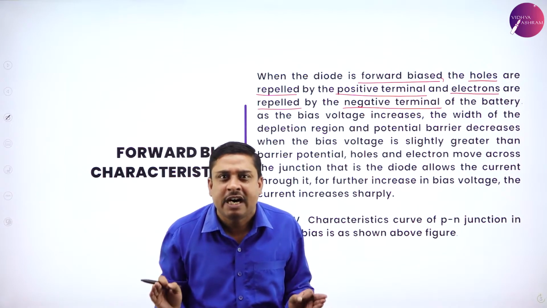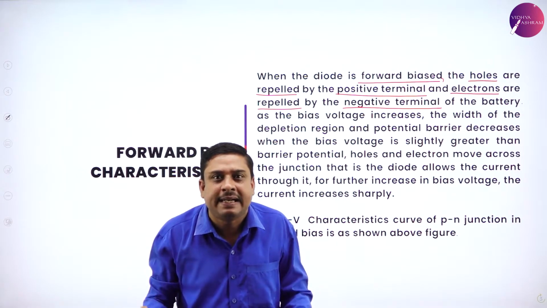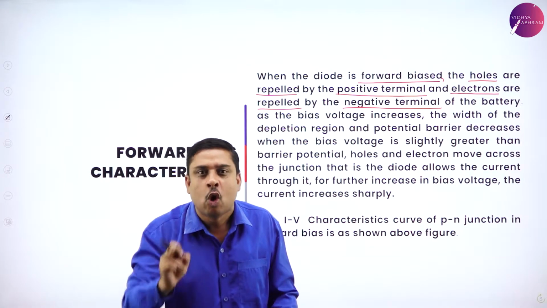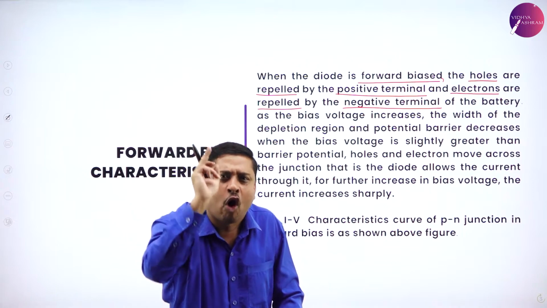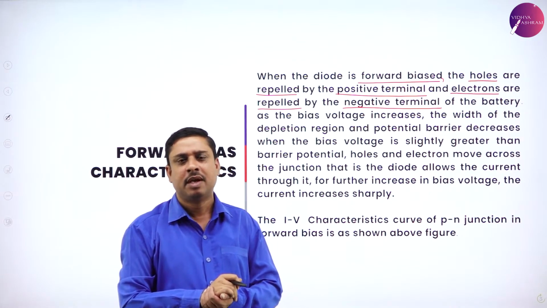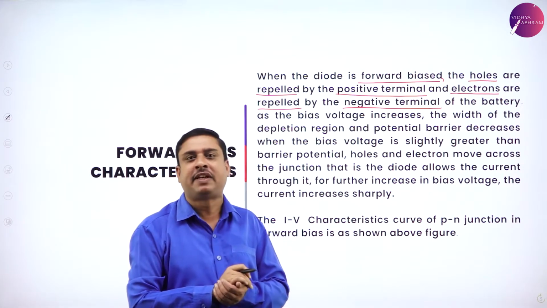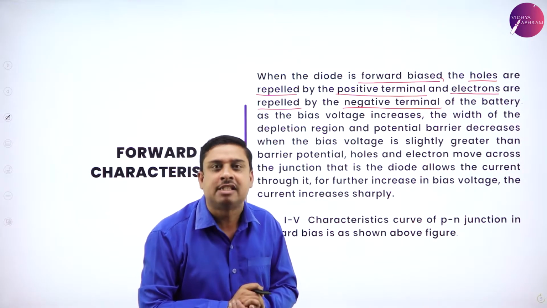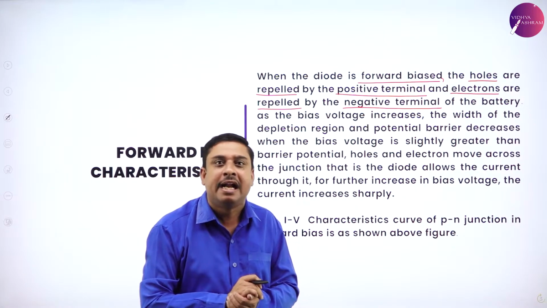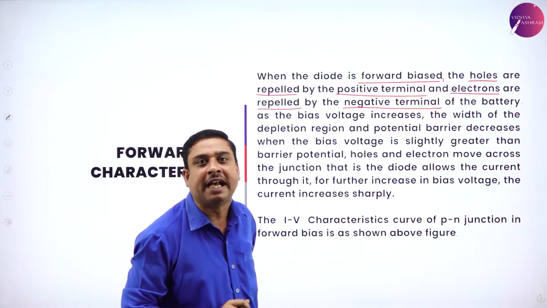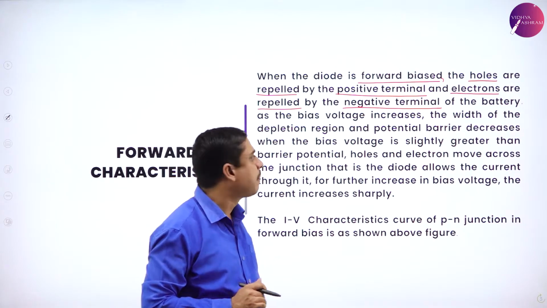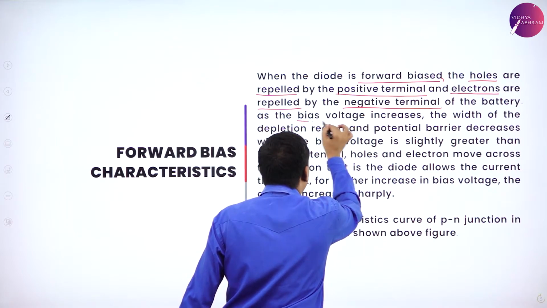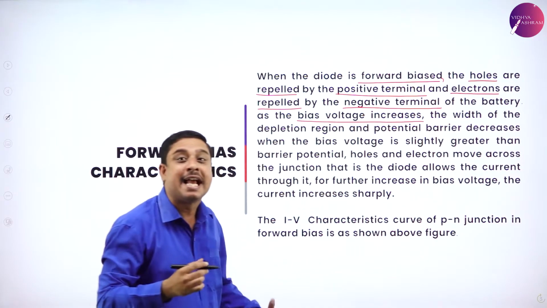So whenever a semiconductor is forward biased, holes are always repelled by the positive terminal and electrons are repelled by the negative terminal of the battery. As a result, bias voltage increases.